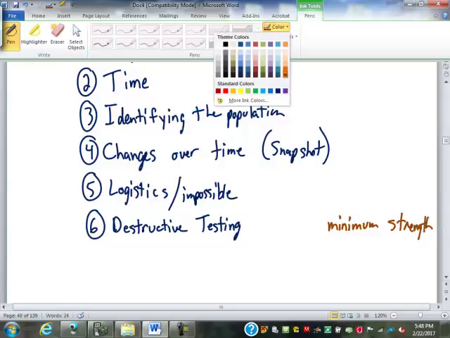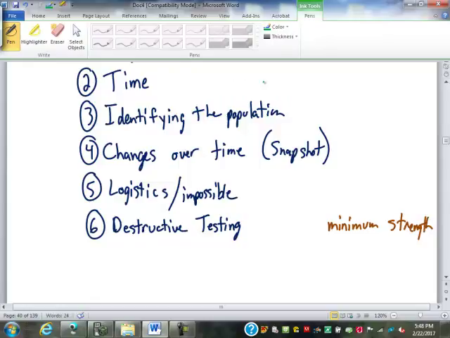How are you going to test that? Well, you're going to take a part off of the assembly line and you're going to put it in some sort of a tester. Let's say you got a machine that's going to stretch it.